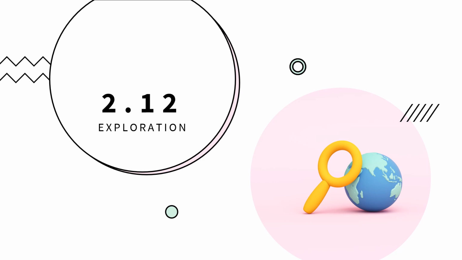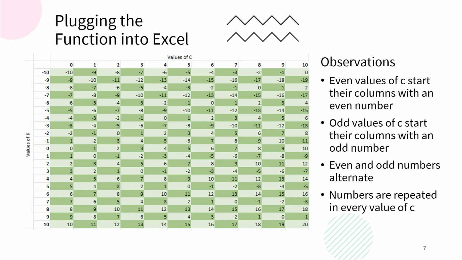So let's just explore it a little. I plugged it into Excel and I went all the way to the 200s, but we're just going to look at this snapshot of when c is 0 to 10 and when k is negative 10 to 10. Something that I observed is that when c is an even number, it starts even. One of the first numbers is even. And for odd, it starts with odd numbers. And they just kind of alternate left and right as well.